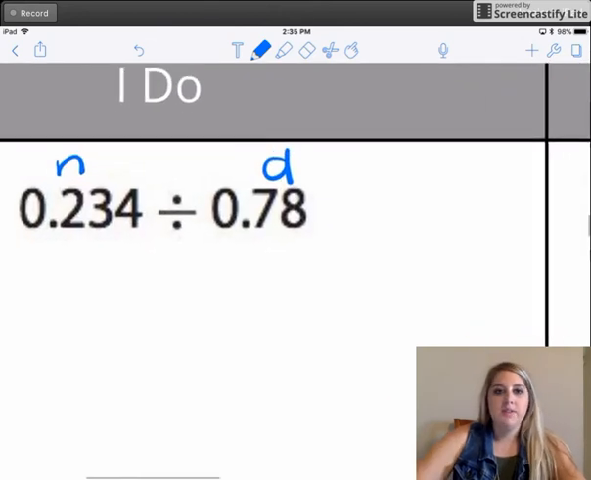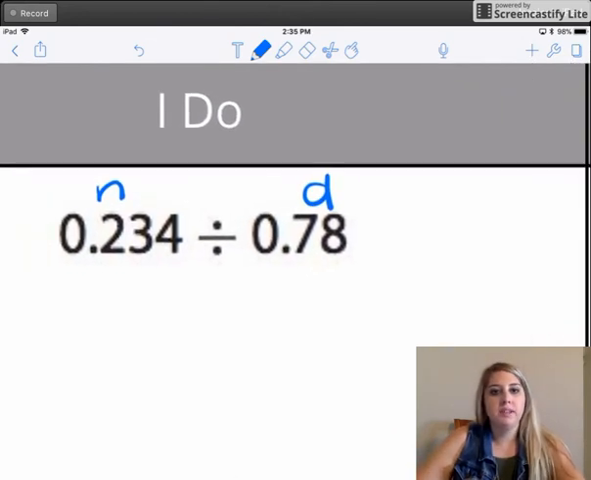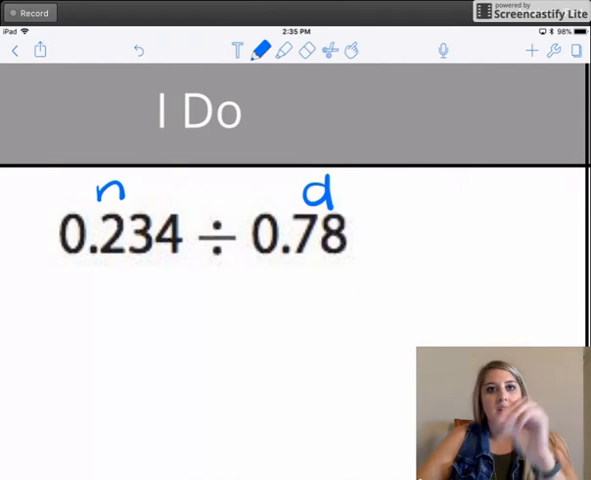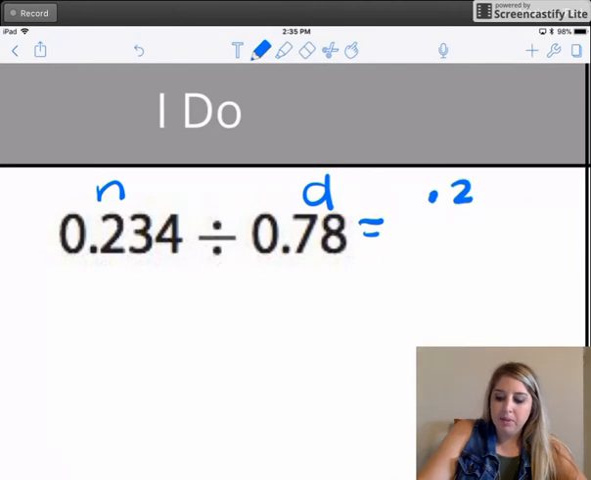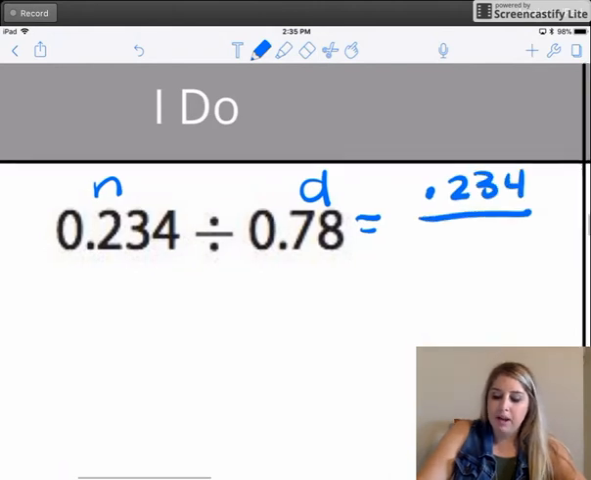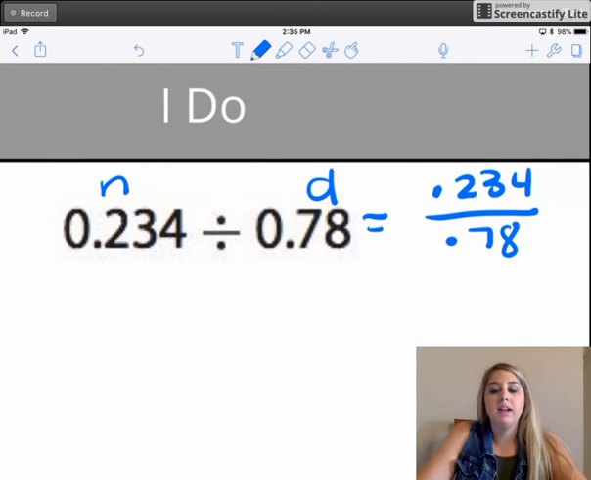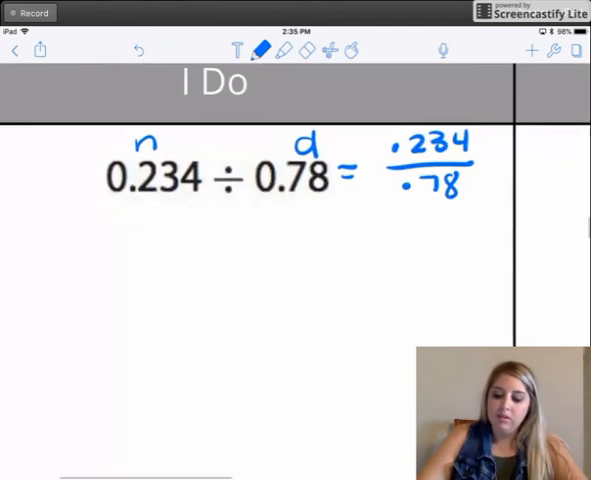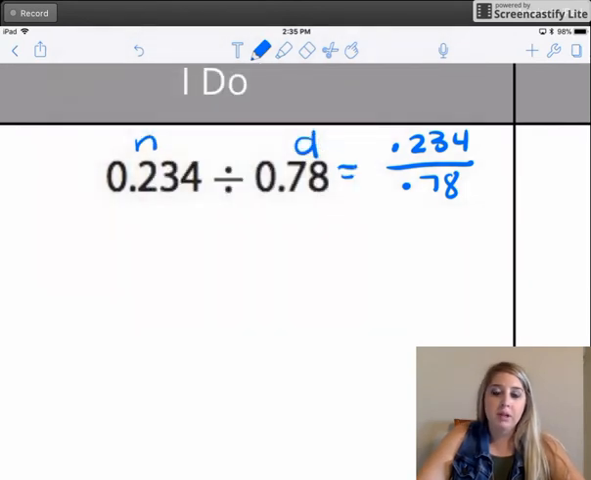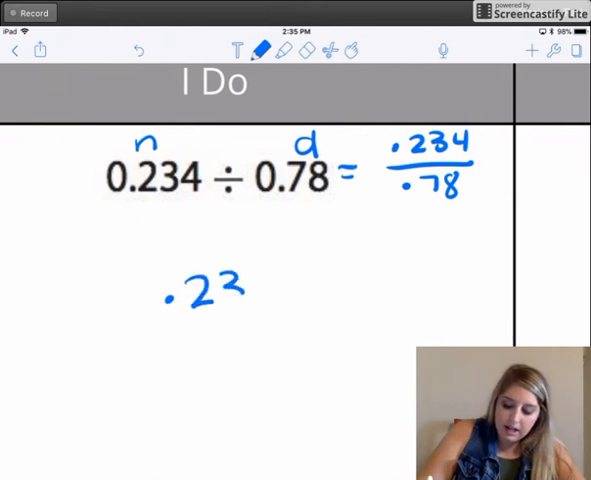So if you notice the first one, 0.234 divided by 0.78. I wrote the numerator and I wrote the denominator for you. And if we wanted to rewrite this as a fraction, we'd have 0.234 over 0.78. I know that some of you have heard, oh, the biggest goes here, the smallest goes on the outside. That's not the case in 6th grade anymore. So you have to be really careful. My numerator is always going to be the one that goes on the inside, and my denominator is the one that goes on the outside.